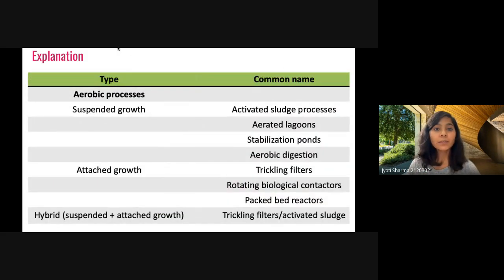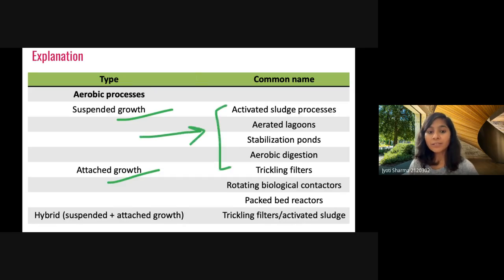So I'm starting with this slide, the different processes that I talked about, these secondary processes, in which microorganisms may be attached to some surface, or microorganisms may be suspended in the liquid. If it is suspended in the liquid, then this will come under suspended growth, and if it is attached to some surface, then it will come under attached growth. And there are some examples: in suspended growth, what kind of processes will be considered, and under attached, what kind of processes will be considered.